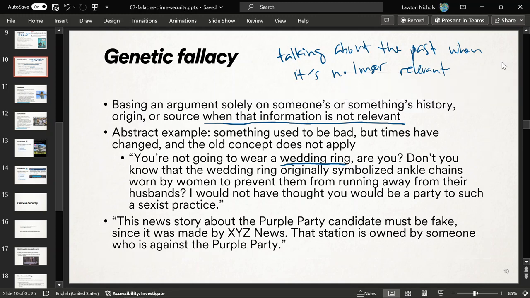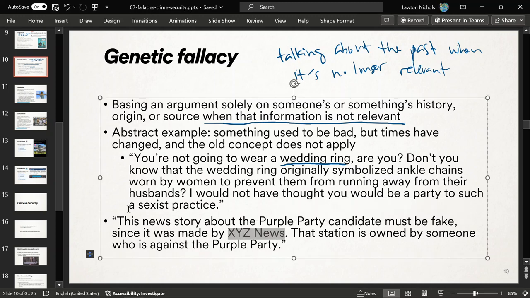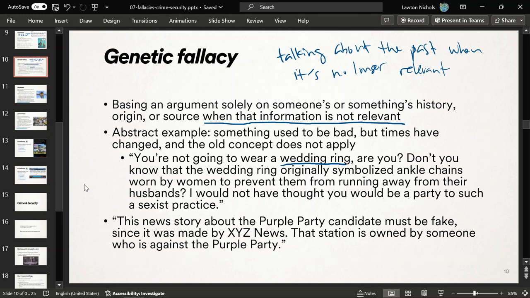Okay. That's that. Here's another example I found from the internet. It's like, this news story about the Purple Party candidate must be fake since it was made by XYZ News. And we all know that that XYZ News station is owned by someone who hates the Purple Party. All right? And so this is another example of the genetic fallacy. They're trying to say that, obviously, they can't report anything factual about the Purple Party because we know this news station does not like the Purple Party. They like to call it out as much as they can.